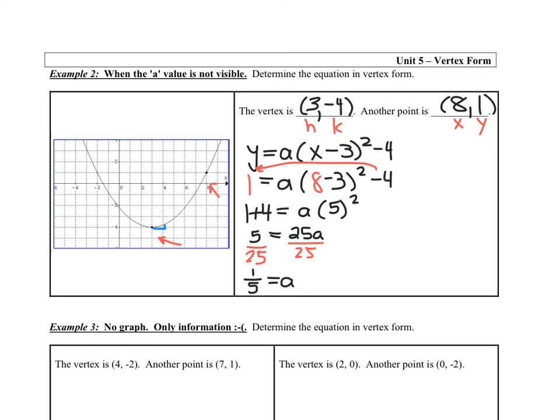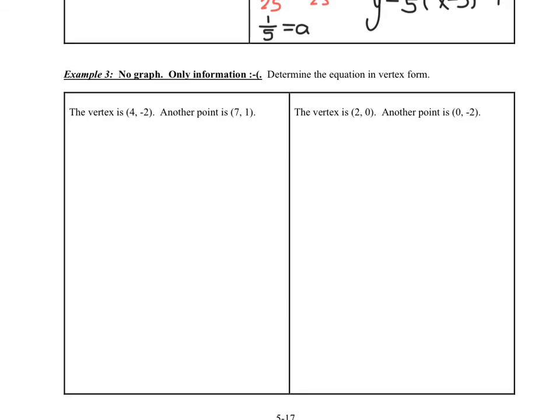I found my a value, that's great. There's no way I would have predicted that it was a fifth. So that's why we need this extra method. So my equation is y equals 1 over 5, x minus 3 squared minus 4. And that's it.